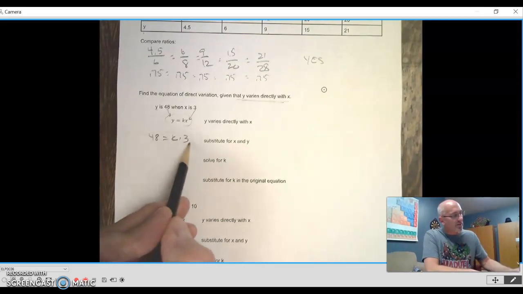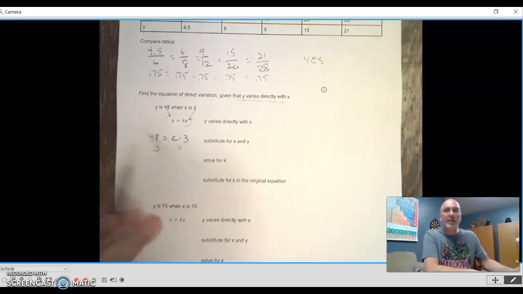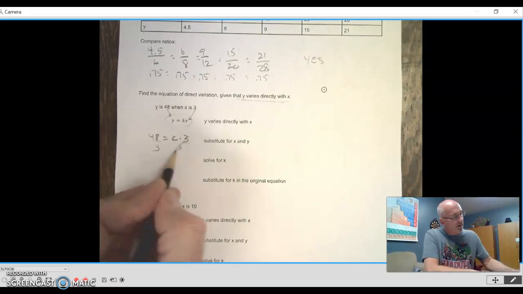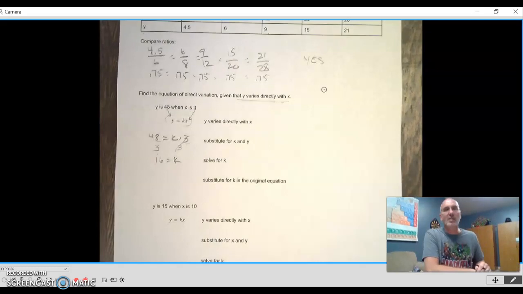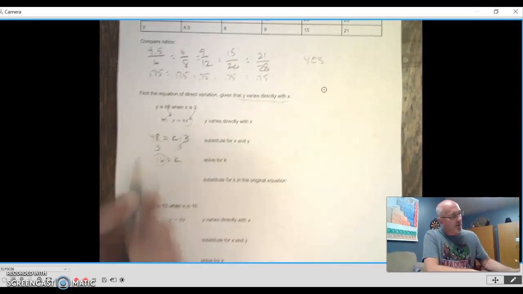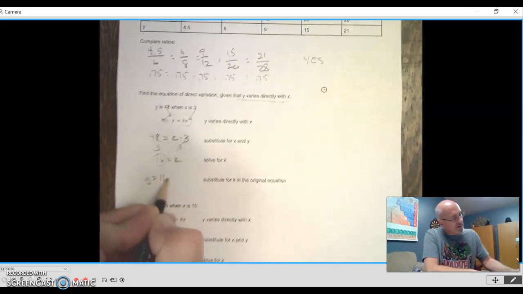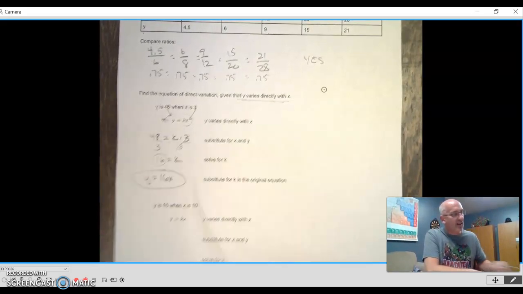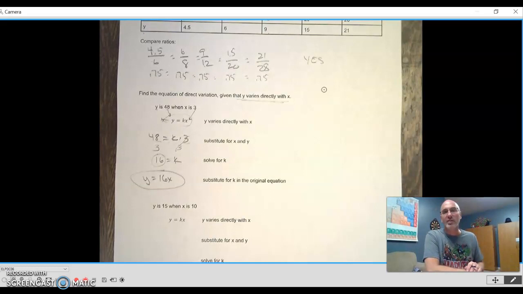Now we're going to divide both sides by 3. So I get 48 divided by 3, which is 16. 16 equals k. Now what we're going to do is substitute this 16 back into the original equation. So y equals 16x. That is our equation of direct variation.